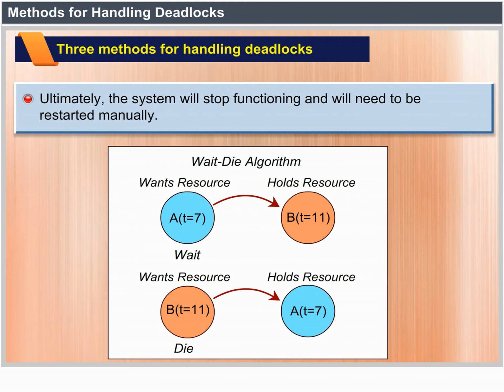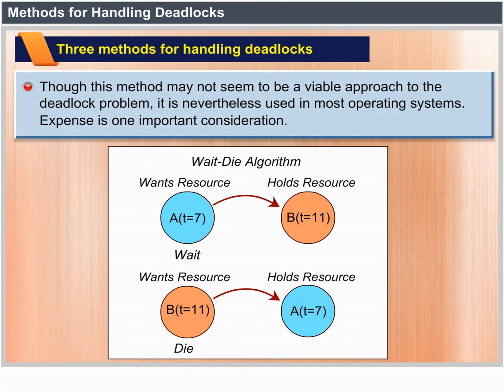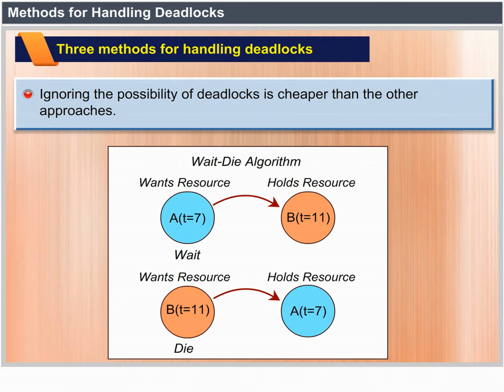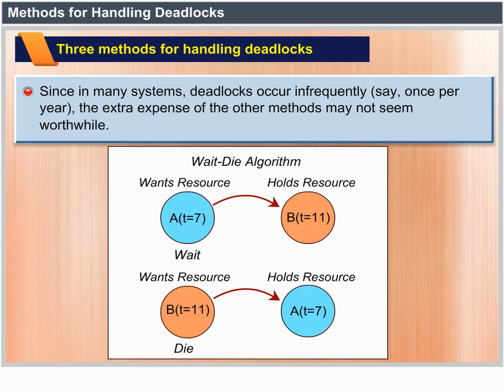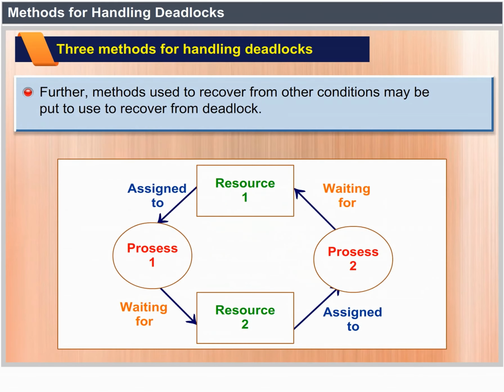Although this method may not seem to be a viable approach to the deadlock problem, it is nevertheless used in most operating systems. Expense is one important consideration. Ignoring the possibility of deadlocks is cheaper than the other approaches. Since in many systems deadlocks occur infrequently, say once per year, the extra expense of the other methods may not seem worthwhile. In addition, methods used to recover from other conditions may be put to use to recover from deadlock.